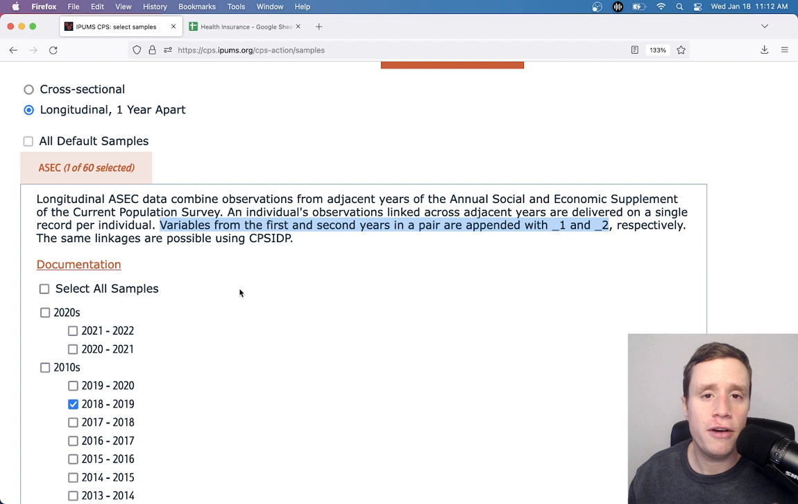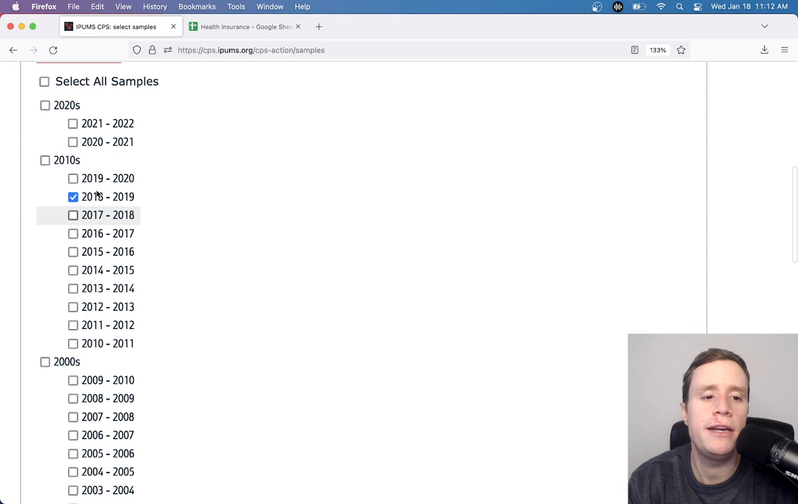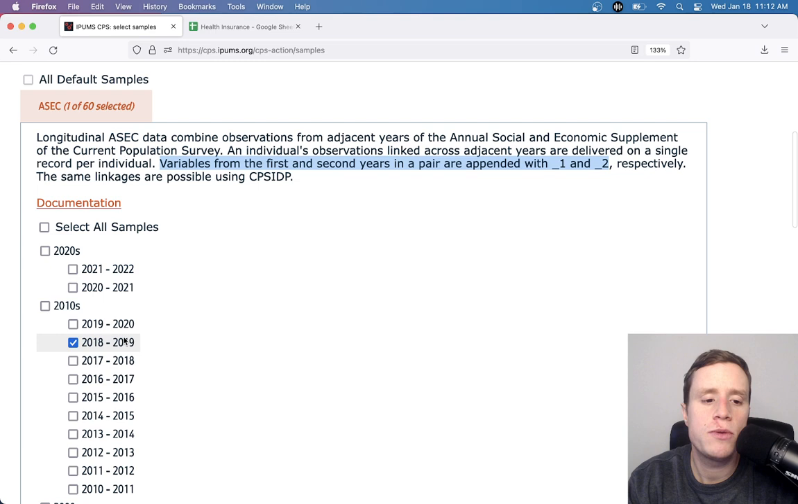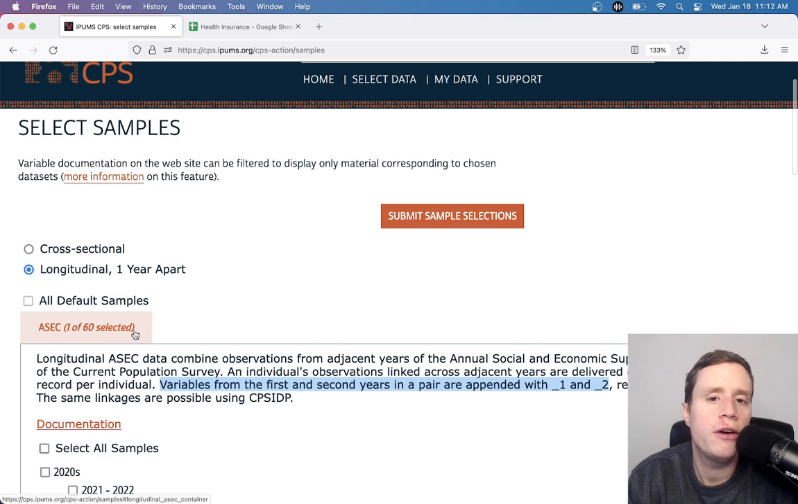So I'm going to select 2018 and 2019, as we see here. Those are the two years. And I keep selecting this one because 2019 is pre-COVID, and I'm trying to get a normal-ish year, right? I don't want to capture weird COVID effects. So we'll submit that sample.